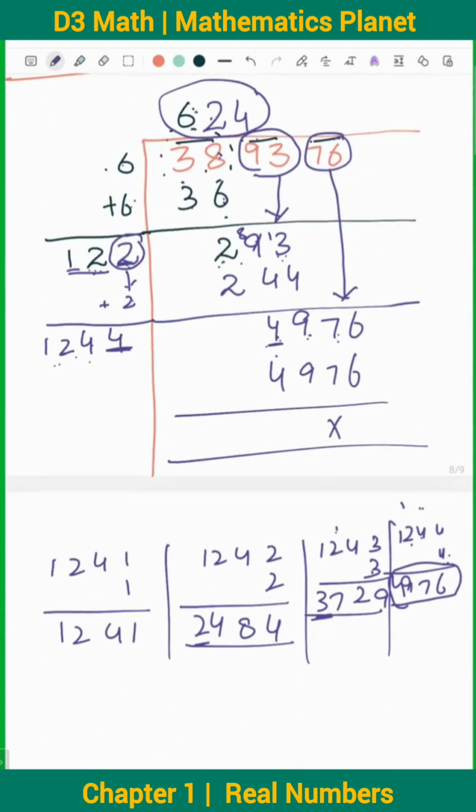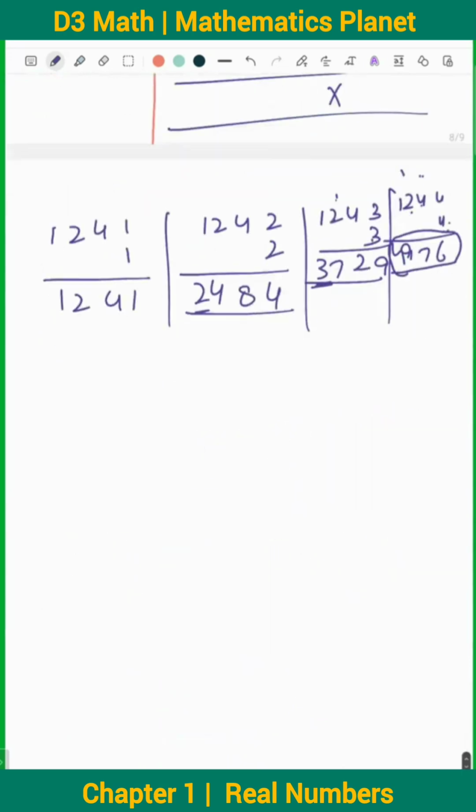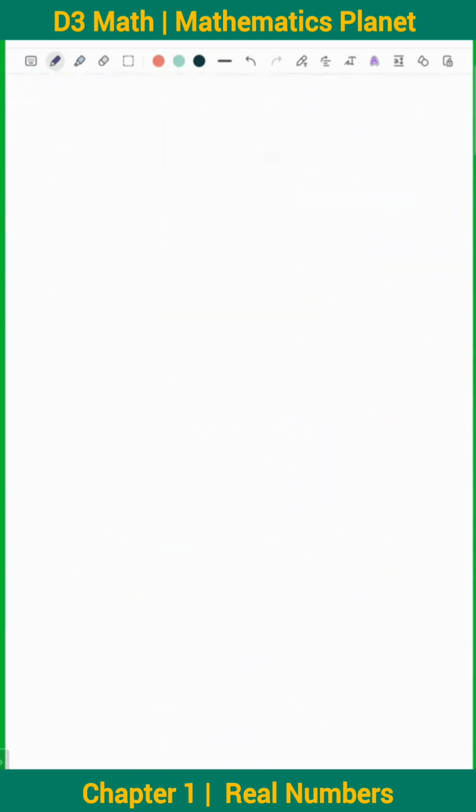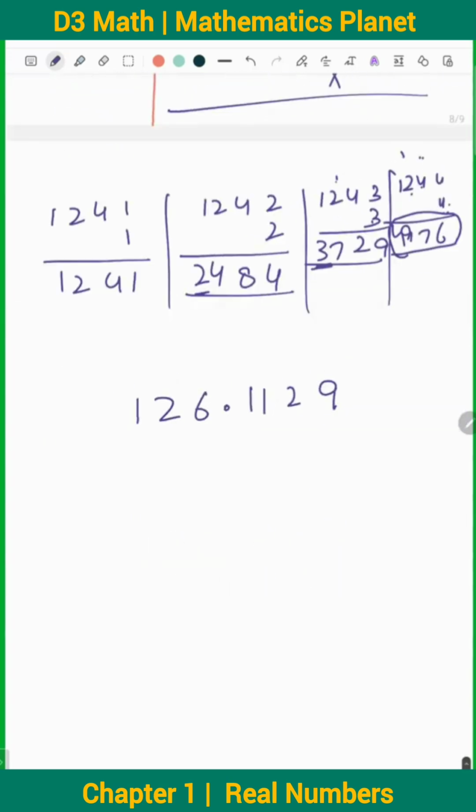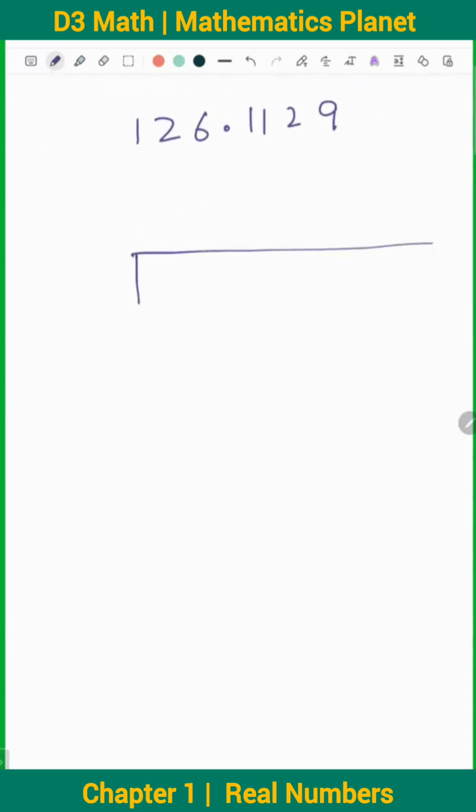What is the square root of... अब मैं आपके साथ एक डेसिमल नंबर का... Okay, next question is find the square root of 126.1129. So now this is a decimal number. अब हम इसको किस तरह से करेंगे? So we have 126.1129. Okay.